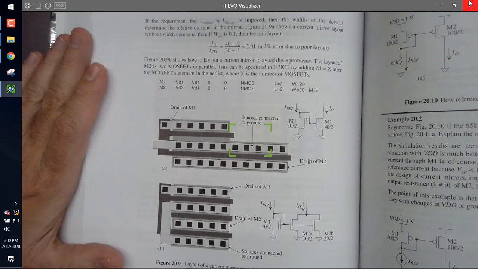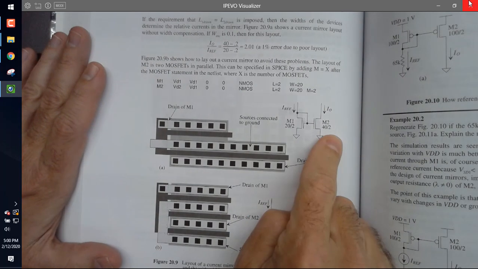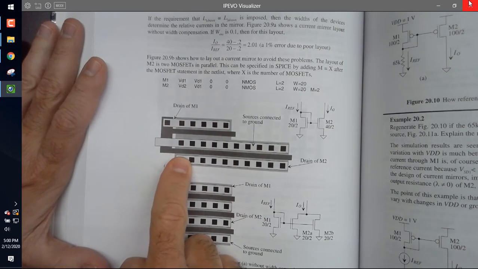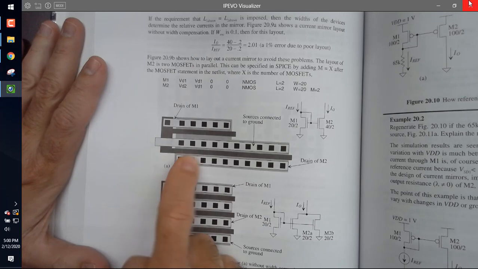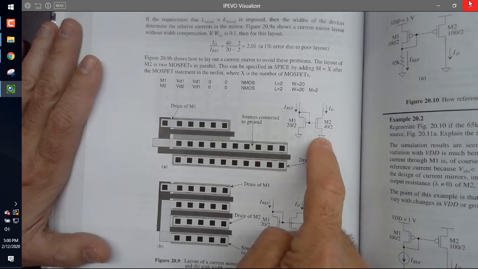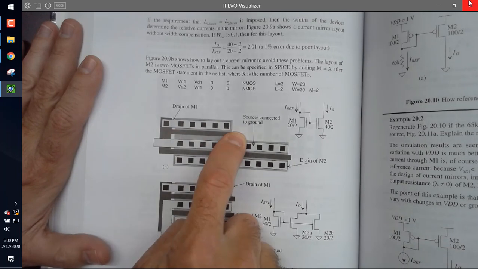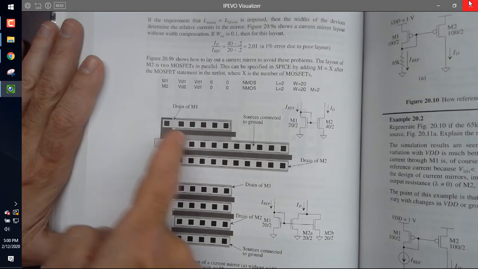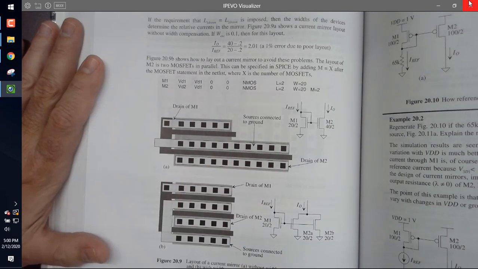This is a layout where I've got a 20 by 2 transistor and a 40 by 2 transistor. We talked about this. We did the sim and we saw the currents weren't precisely off by 2. This would be the layout of a 40 by 2 transistor, and this is the layout of a 20 by 2. Okay, so if you notice at the very ends, that's where the oxide encroachment comes in. You're not going to get good matching.